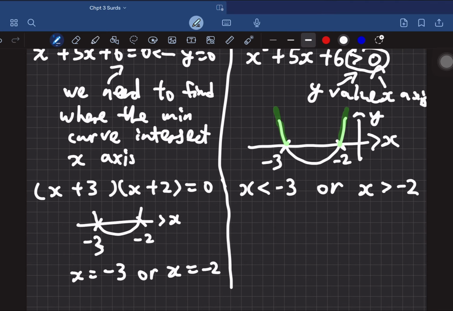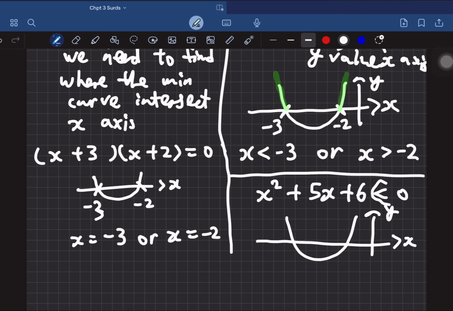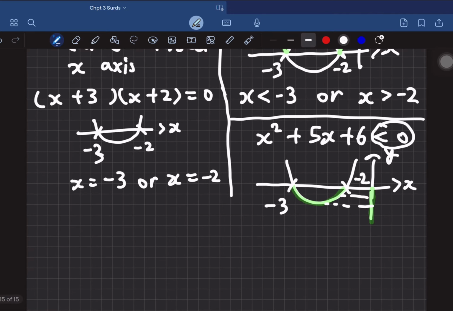But if the question becomes less than 0, how does it look? x squared plus 5x plus 6 less than 0. Same idea. The curve is in this manner. This is my x-axis, this is my y-axis. So this portion, where the y value is less than 0, is this portion. Because here, all the y values are less than 0. So this is my -3, this is my -2, which means that there is only one shaded region.